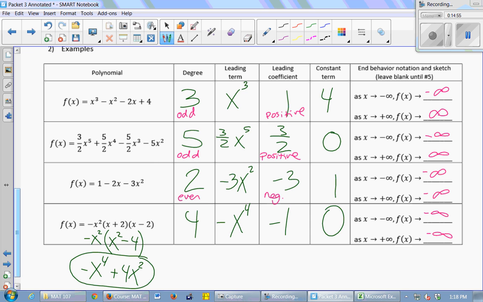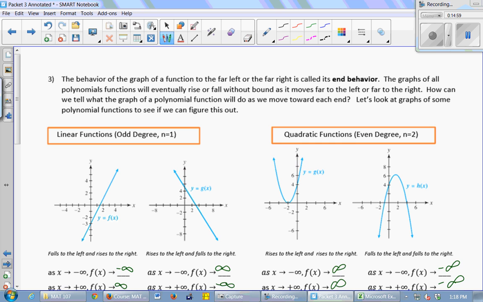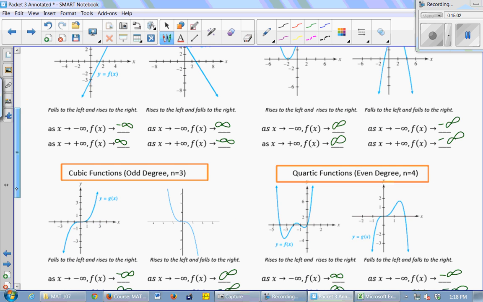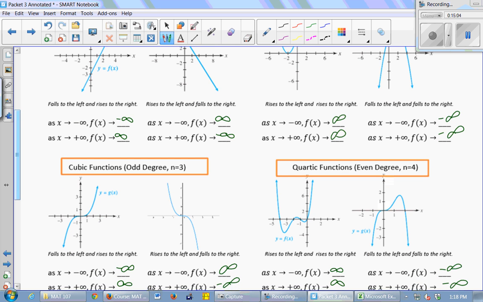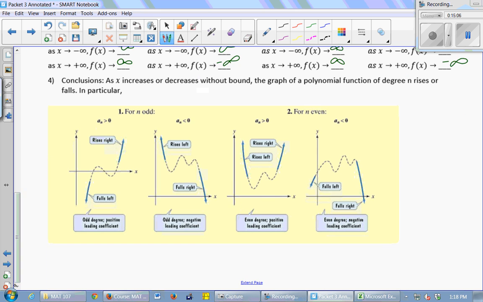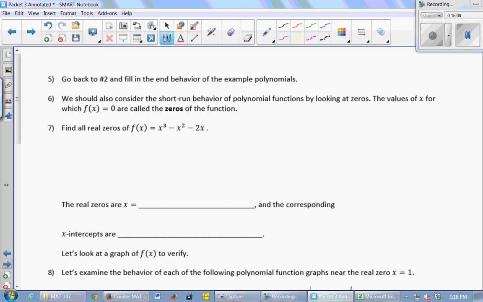Is that okay? So now if I give you a picture, you can describe its end behavior with arrow notation, or if I give you a formula for a polynomial, you can describe its end behavior with arrow notation. Okay, so now we know what happens at the far right and the far left of a polynomial graph. Now I want to look at the short run behavior.